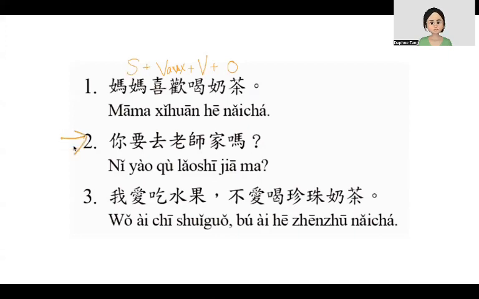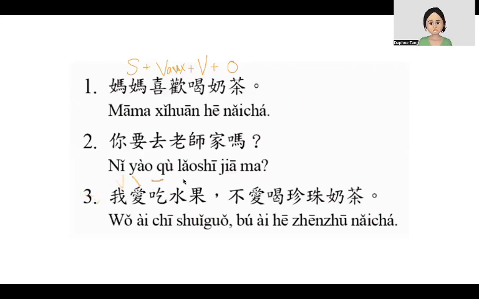Let's read the second one. 你要去老师家吗? Which word is the auxiliary verb? Yes, it is 要, and 去 is the main verb.